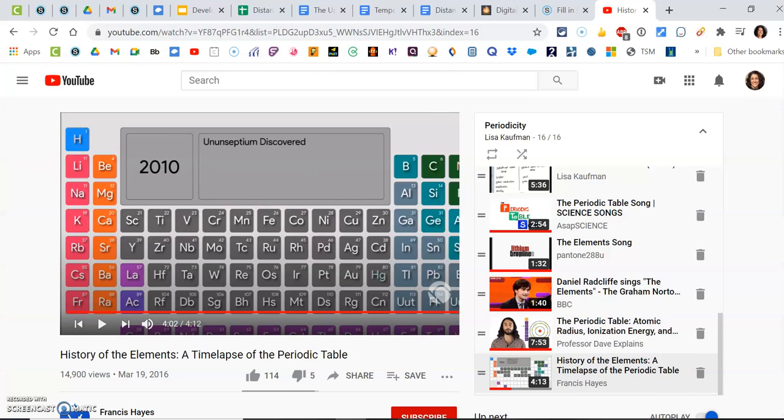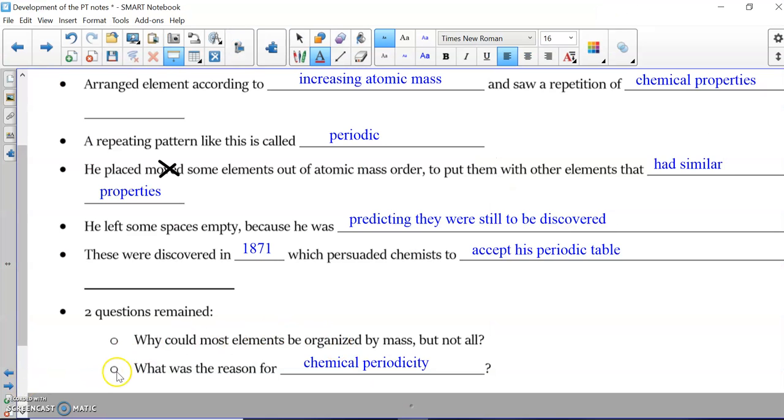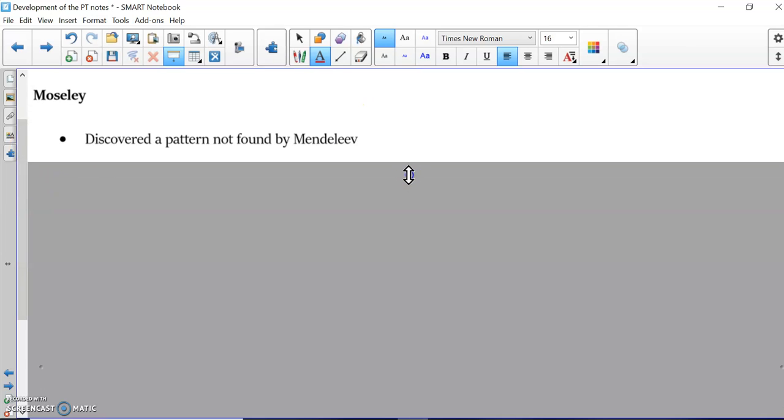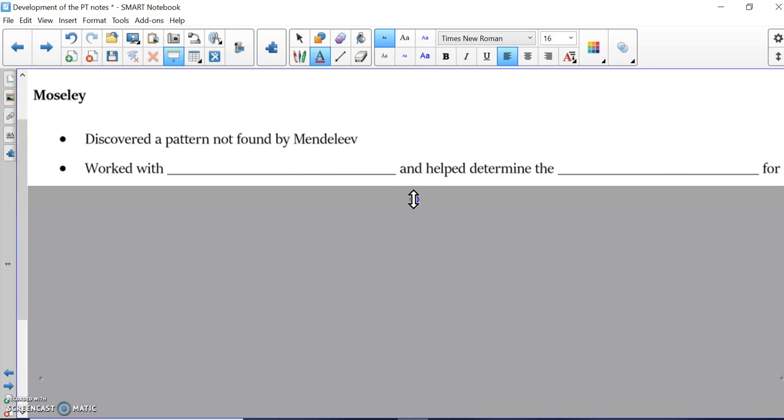All right, so let me go back to this. So they're not perfect by mass, okay? And then what's the reason for this chemical periodicity? And it has to do with what a guy named Moseley figured out. So Moseley worked with a man named Ernest Rutherford. So Rutherford figured out that there was a nucleus in the atom, and that's where most of the mass was.